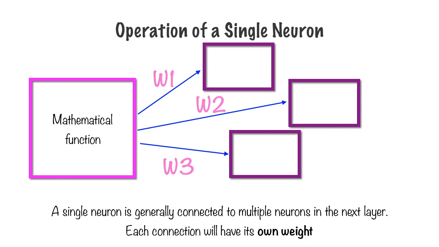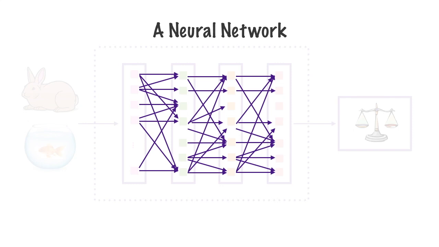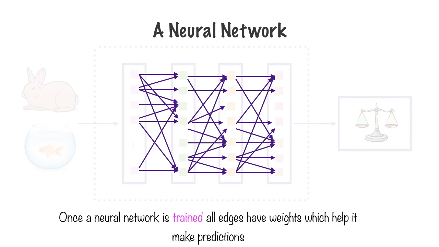Depending on how strong that connection is, depending on how sensitive the neuron in the second layer is to changes in the output of the neuron in the first layer, these weights will be different. And the entire concept of training this neural network is to find these weights of the connections between the different layers. Once a neural network is fully trained, all edges within the neural network have weights, and it is these weights which help the neural network make predictions.